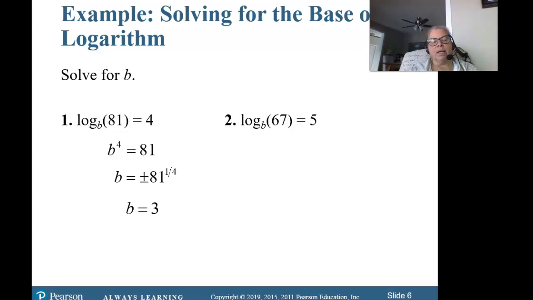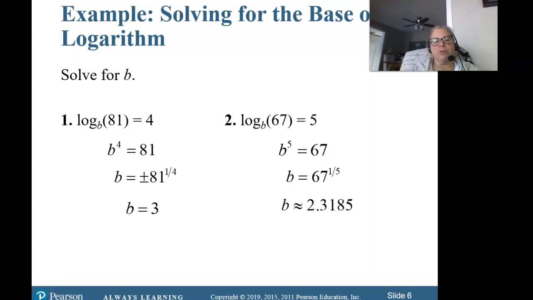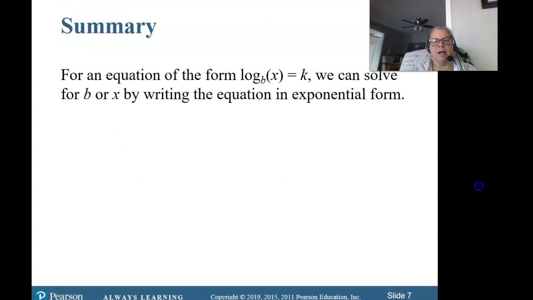So let's take a look at log base b of 67 equals 5. So b to the 5th power equals 67. We raise each side to the 1/5 power, and we find out that b is approximately equal to 2.3185. Now you might be wondering, why did we not include -3 or -2.3185? Can the base ever be negative? No, recall that we said b is always greater than 0 and b is not equal to 1.